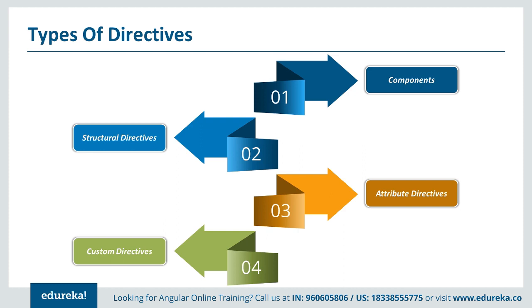Custom directive. Angular provided a component. Angular provided a structural directive. Angular provided an attribute directive. Now what is my goal? I want to write my own custom directive. How do I do that? I'm going to show you an example, then you will get an idea.